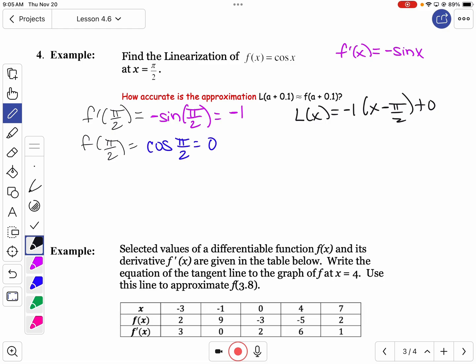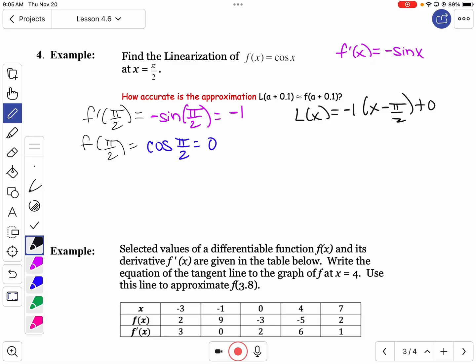All right, did you get your linearization? You could leave the 0 off if you wanted to, or leave it, they don't care, because they don't expect you to simplify. That shows you know what you're doing.